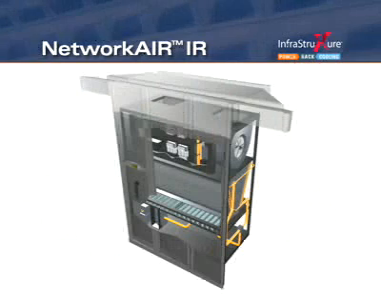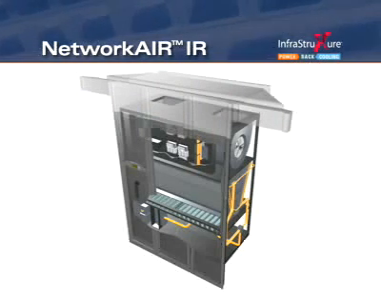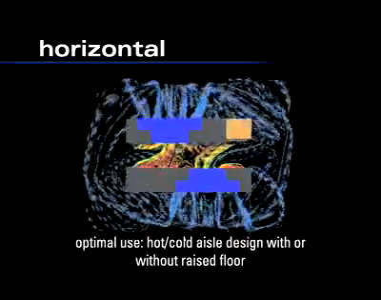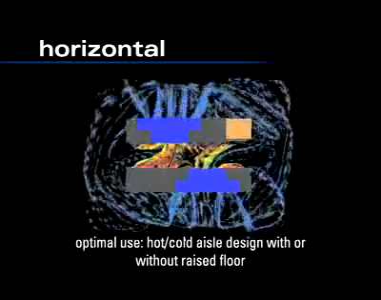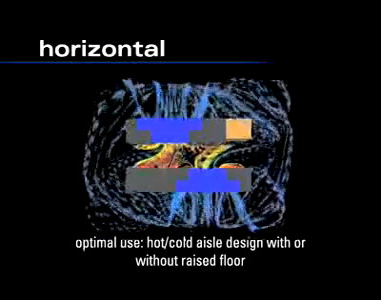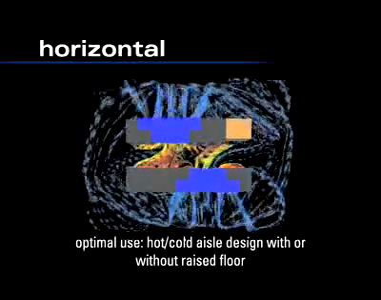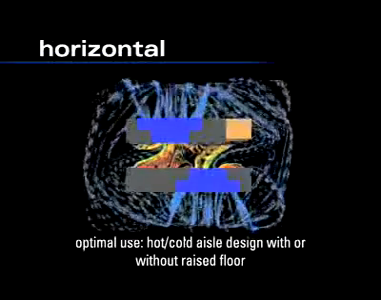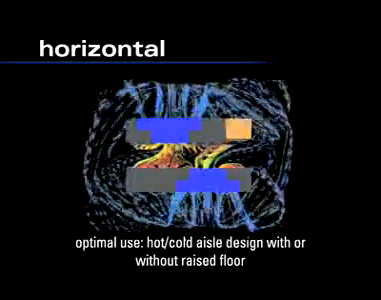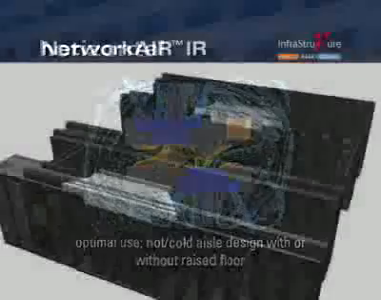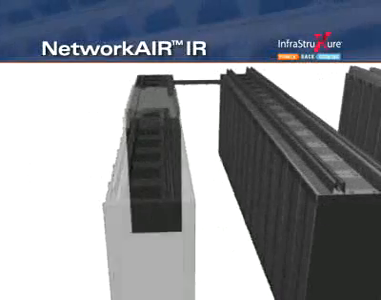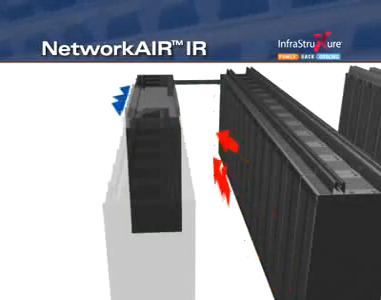The Network Air IR features all the benefits of the Network Air FM, but is designed for in-row configurations. To utilize a hot aisle, cold aisle design for the most effectiveness with or without a raised floor, a horizontal airflow pattern can be created using the Network Air IR system. The Network Air IR is placed directly in the row of enclosures. This configuration pulls air from the hot aisle into the rear of the unit, where it is cooled and discharged into the cold aisle at near room temperatures.